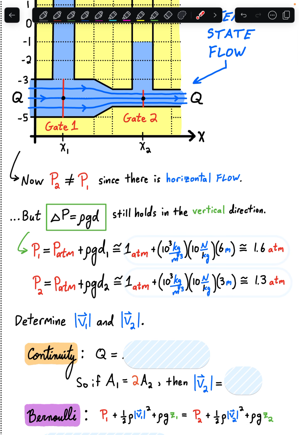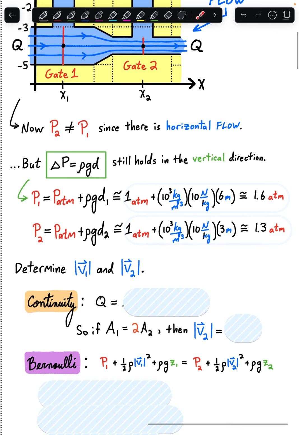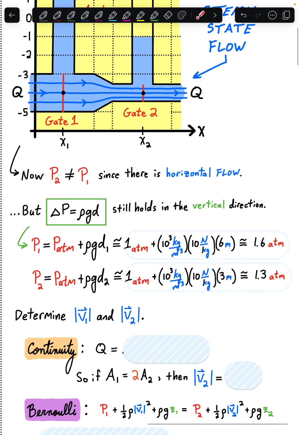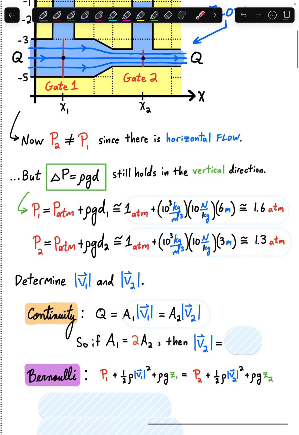So if we know these 2 pressures, we can now use the continuity and Bernoulli equations to compute what the speeds of the fluid must be passing through gate 1 and gate 2. Our continuity equation says that the flow Q at gate 1 equals the flow Q at gate 2, so A1 V1 equals A2 V2. And if we know the difference in diameter, so suppose the cross-sectional area at gate 1 is twice the cross-sectional area at gate 2, then the speed at 2 will have to be double the speed at 1. We know the fluid speeds up as it goes into the narrower section. That speed will have to be double what it was at 1 if the cross-sectional area is cut in half. So our continuity equation tells us how those speeds are related. We don't know the speeds yet, but we know how they're related if we know what the areas are.